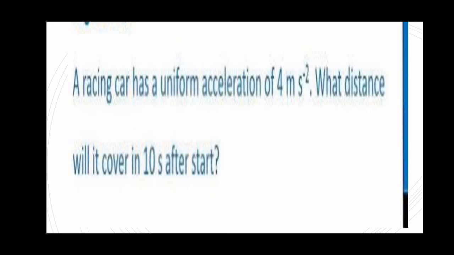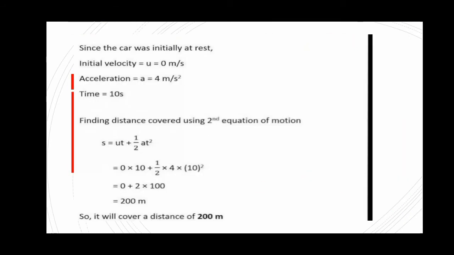A racing car has a uniform acceleration of 4 meters per second square. What distance will it cover in 10 seconds after the start? Initial velocity u equals 0 since it starts from rest. Acceleration a is equal to 4 meters per second square. Time equals 10 seconds. Here we have the values u, a and t, and we have to find s. So we can use the second equation of motion, which is s is equal to ut plus half at square. By substituting the values, we will get the answer as 200 meters.